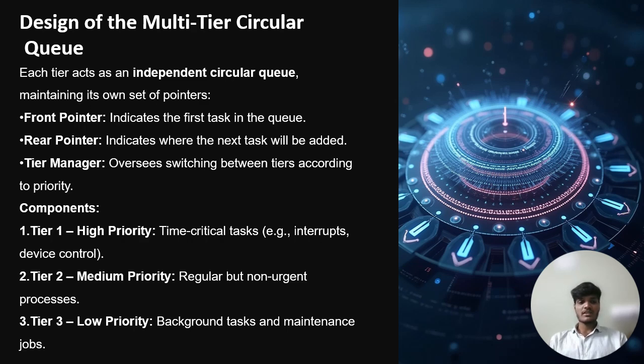Next, components. Tier 1: high priority, time-critical tasks, for example interrupts and device control. Tier 2: medium priority, regular but non-urgent processes. Tier 3: low priority, background tasks and maintenance jobs. Here there are three tiers: tier 1, tier 2, tier 3, with high priority, medium priority and low priority. In high priority, time-critical tasks are handled, in medium priority regular but not urgent processes, and in low priority only background tasks and maintenance jobs can be managed.